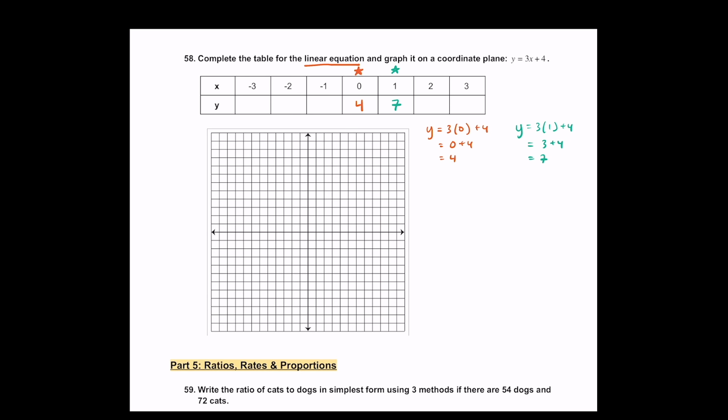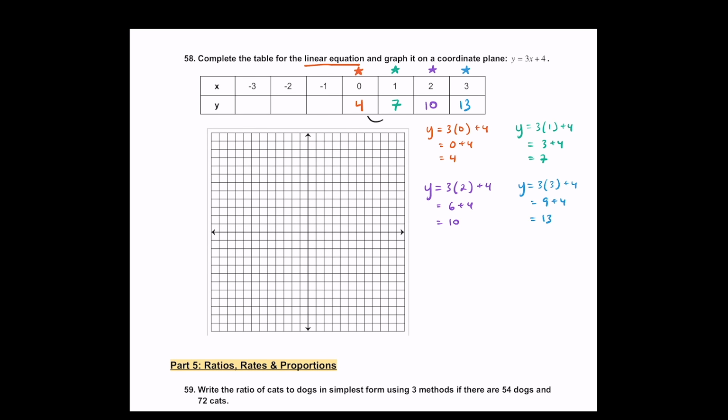What about when x is equal to 2? Well, y is equal to 3 times 2, just keep switching out x, plus 4. 3 times 2 is 6 plus 4. That's going to equal 10. What about when x is equal to 3? Y is equal to 3 times 3 plus 4. That's going to be 9 plus 4, and that'll be 13. Okay, so even if you don't know how to deal with negative numbers yet and multiplying negative numbers, don't worry about that too much.